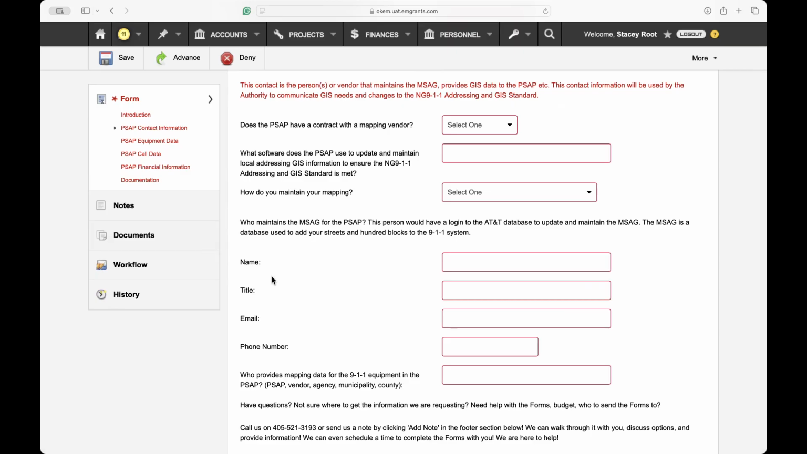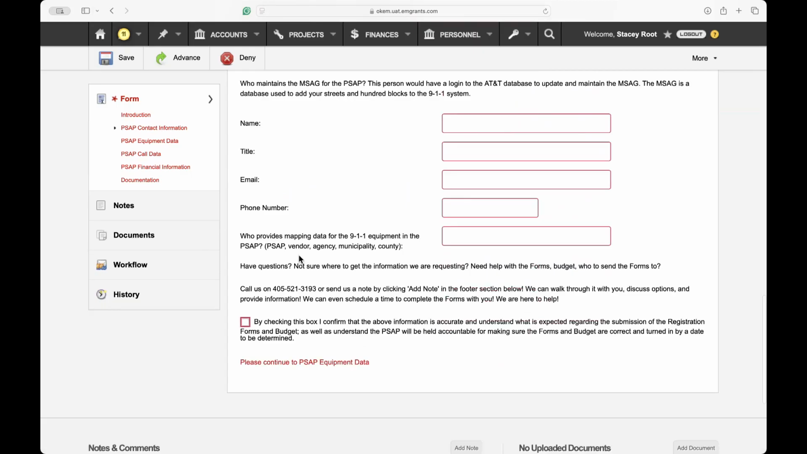And then the second question is below that, which is who provides mapping data for 911 equipment in the PSAP? So what mapping company do you have in dispatch? Is it Geocom? Is it Rapid Deploy? Is it Rapid SOS, the paid version? What company are you actually using within the PSAP? Does anybody have any questions about those?